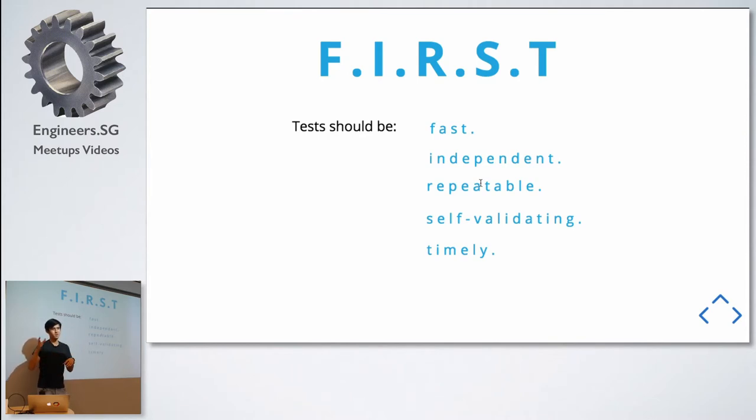And repeatable, meaning that if you run on Mac OS, then you should be able to easily run on Windows. Self-validating, meaning that when you run a test, you will know exactly whether it fails or passes. It should not be that after you run your test, you have to manually go and check that it's the output that you want. So when you run a test, it will tell you, this thing is failing, this thing is passing. And timely, in the TDD aspect, it means that you should always write your tests before you write your code. So in a sense, the time factor is important.